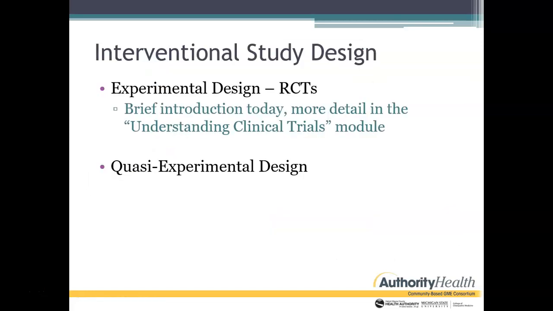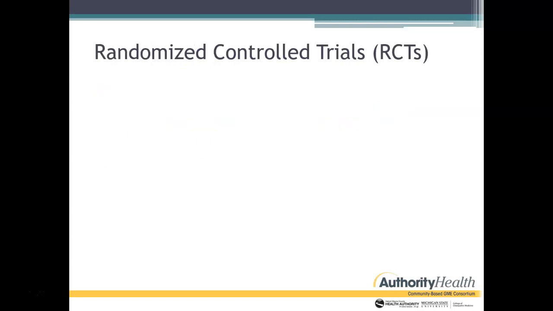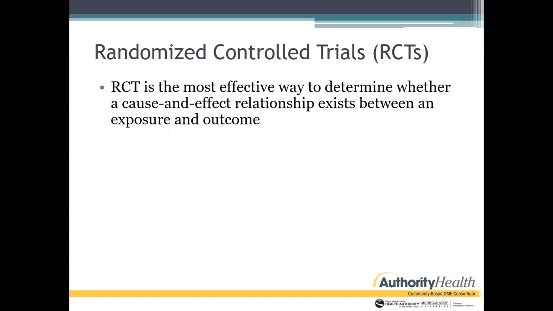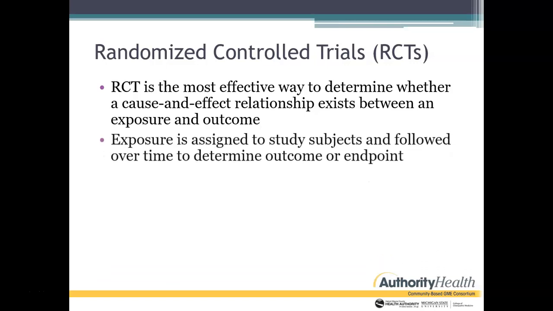All right, so we'll go through each type individually. A little bit more on experimental design. We have the randomized controlled trials. We'll do a brief introduction to that today, but there's plenty more detail in the Understanding Clinical Trials module that you guys do. And then, of course, our quasi-experimental designs. A randomized controlled trial is the most effective way to determine whether a cause and effect relationship exists between an exposure and an outcome, like we've said.